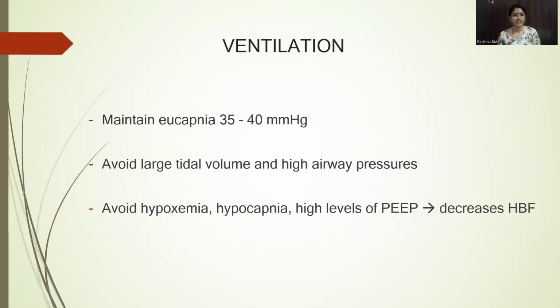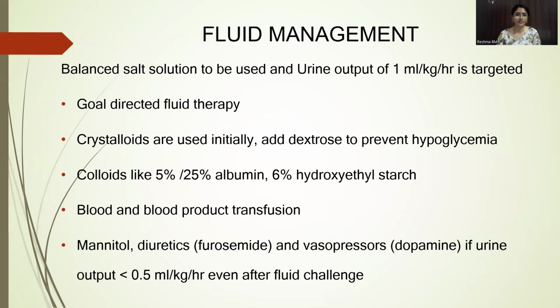Coming to ventilation strategies, maintain eucapnia, 35 to 40 mmHg. Avoid large tidal volume and high airway pressures. Avoid hypoxemia, hypocapnia, and high levels of PEEP, which reduce the hepatic blood flow.